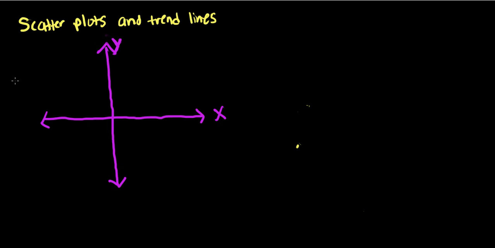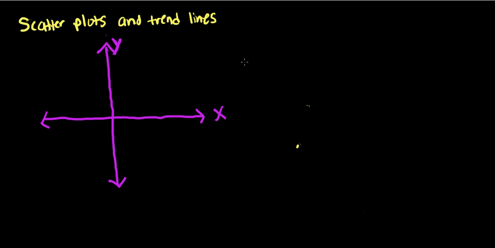In this section, we're going to be learning about scatter plots and trend lines. A scatter plot is a graph with points plotted to show a possible relationship between two sets of data. Scatter plots are an efficient way to display some types of data. Also, scatter plots help show correlations and describe relationships between two data sets.